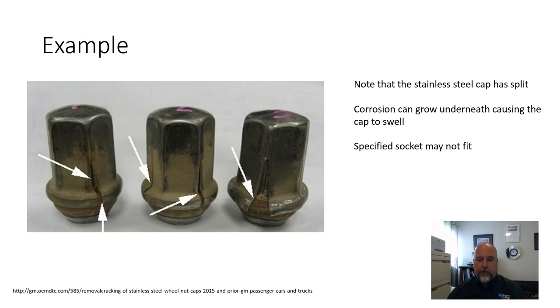So here are some pictures, with little arrows pointing to some splits, right? You can see how corrosion could get in underneath there. Those are the stainless steel caps, and they're split on these nuts.